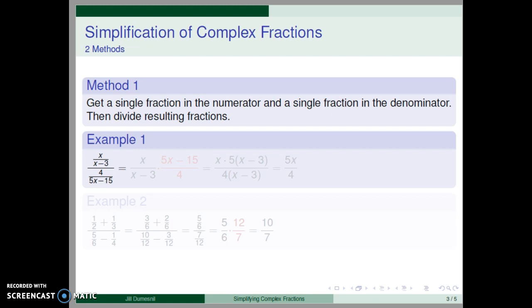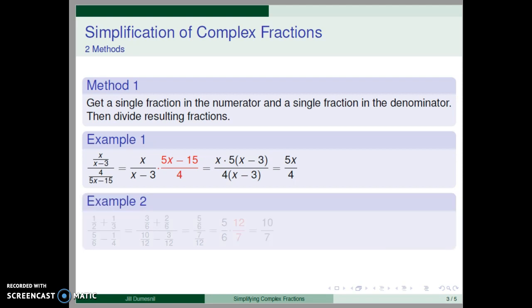To divide fractions, we multiply the first fraction by the reciprocal of the second fraction. Now we can multiply the numerators in factored form and multiply the denominators in factored form. And notice that a common factor of x minus 3 can be cancelled. Thus we get the simplified fraction 5x over 4.